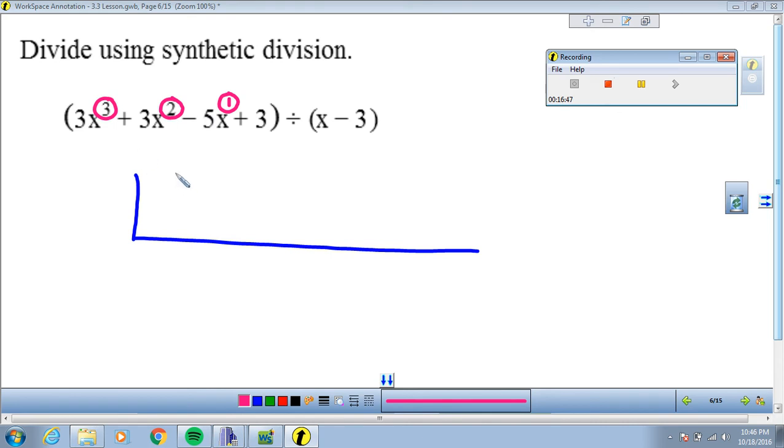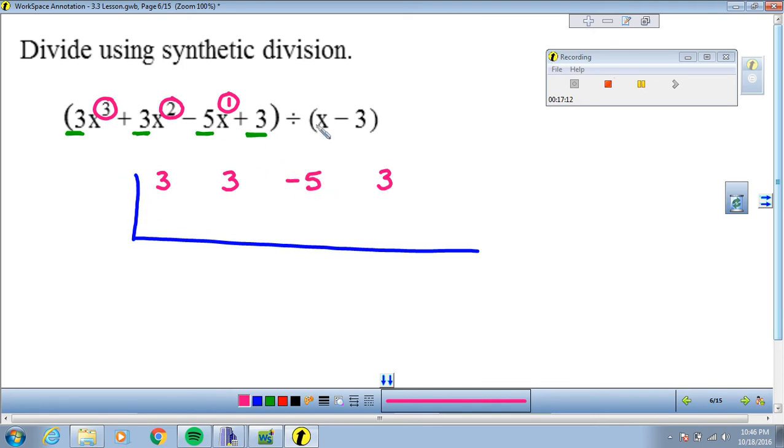So we're going to write only the coefficients. The coefficients are the numbers at the front of each variable in each term. 3, the next 3, the next -5, and then lastly the 3. If a number has a minus at the front, you need to carry that negative with the number.